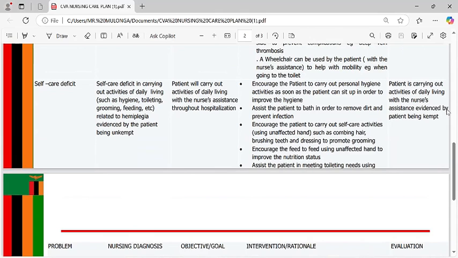So those are the interventions. All the interventions here are aimed at achieving the goal, and they are all addressing what we are calling self-care deficit. So all these points are trying to solve self-care deficit.